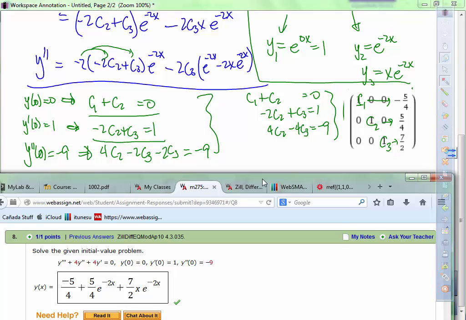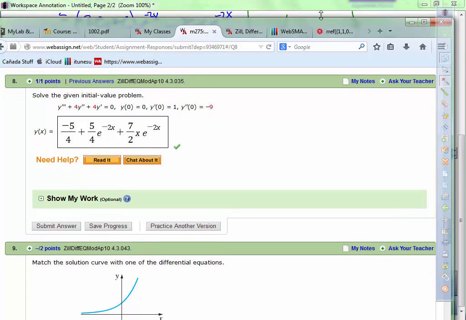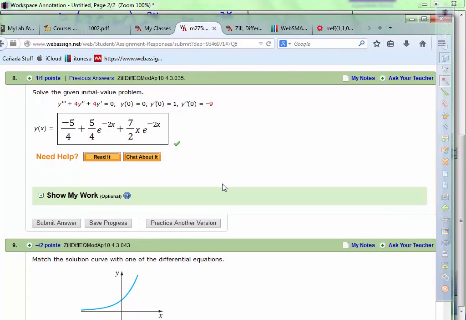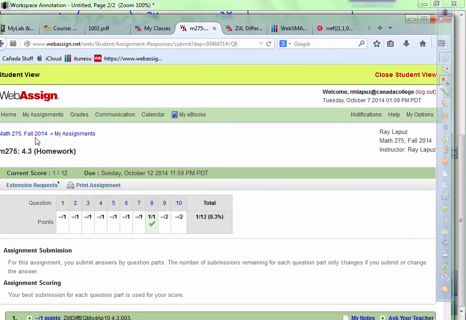What were we going to do? Oh. Section 4.4. Number what?